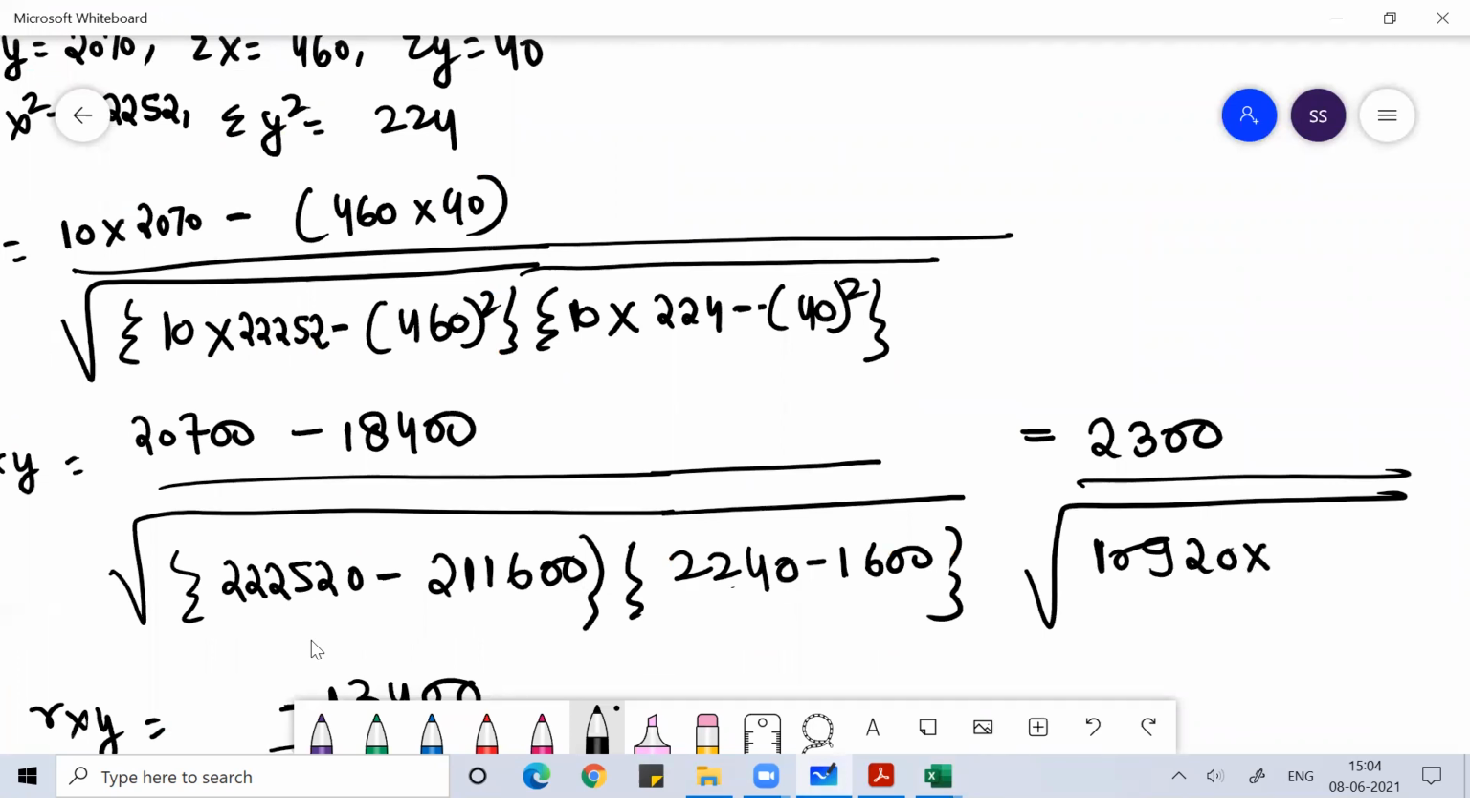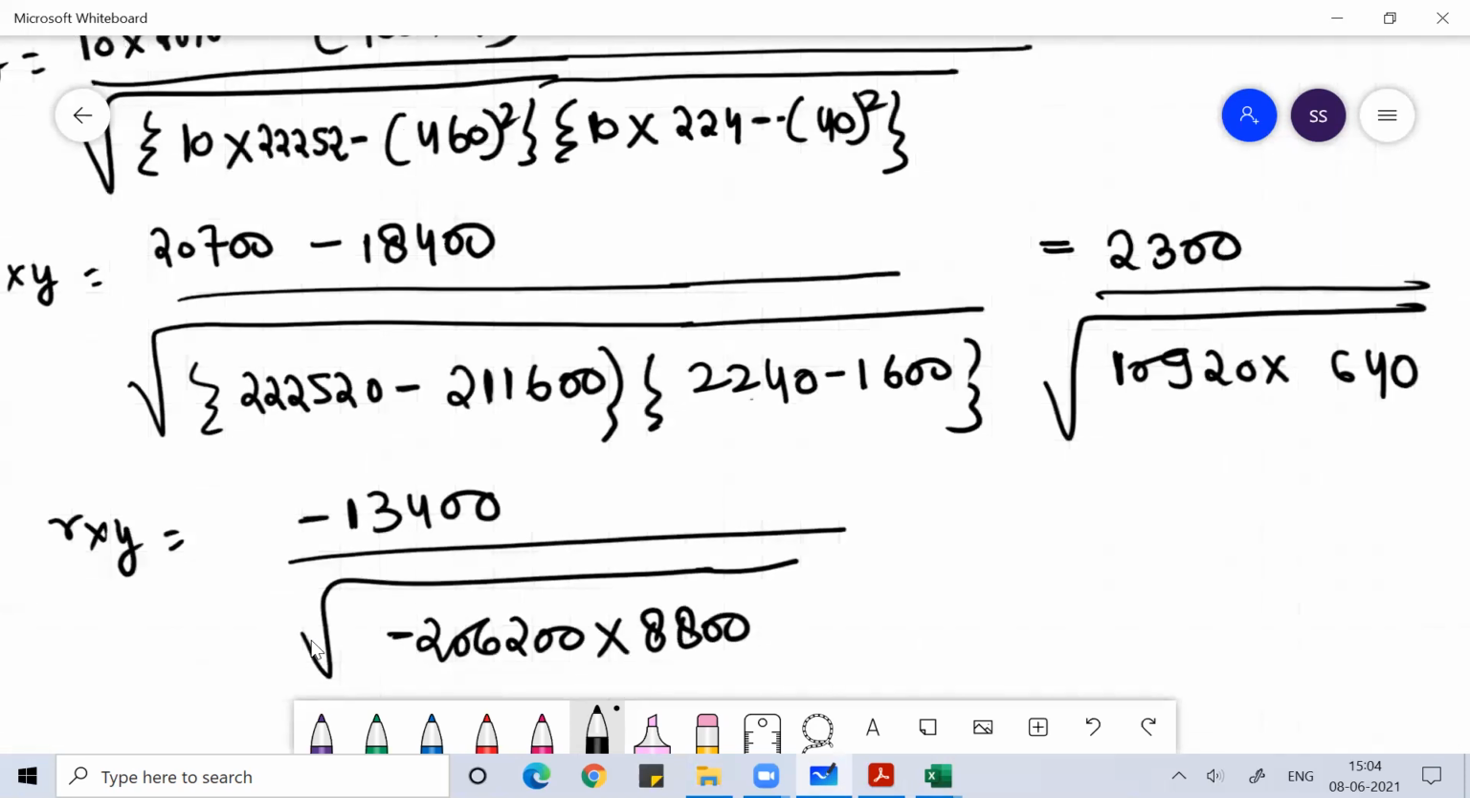10920 into 2240 by 1600. This is 4066... 640. Correct? Yeah, 640. This would be equal to 640. Anyone any doubt?